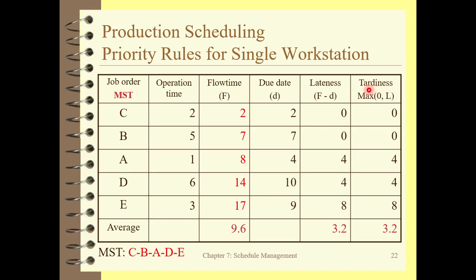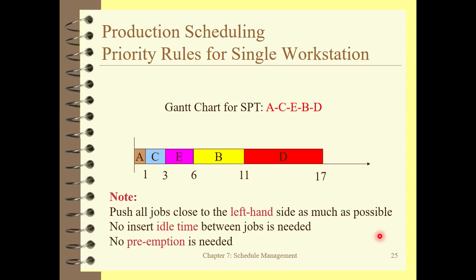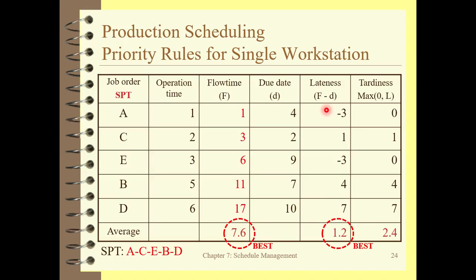And then for the tardiness, every number is positive, so just copy it here, right? And then calculate average flow time, average lateness, and average tardiness here. Moving on to the last one, that is the SPT. Look at the Gantt chart of SPT. The sequence is ACEBD here.